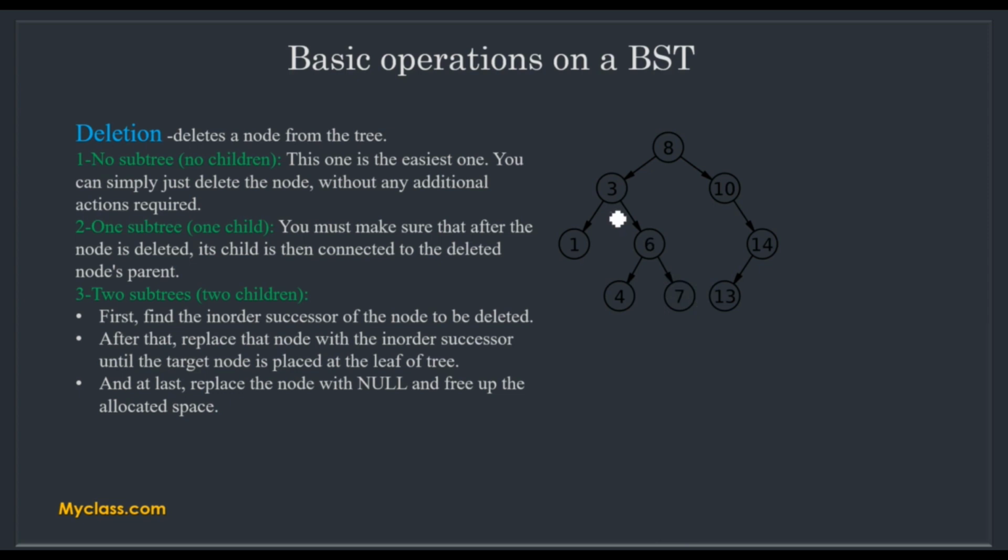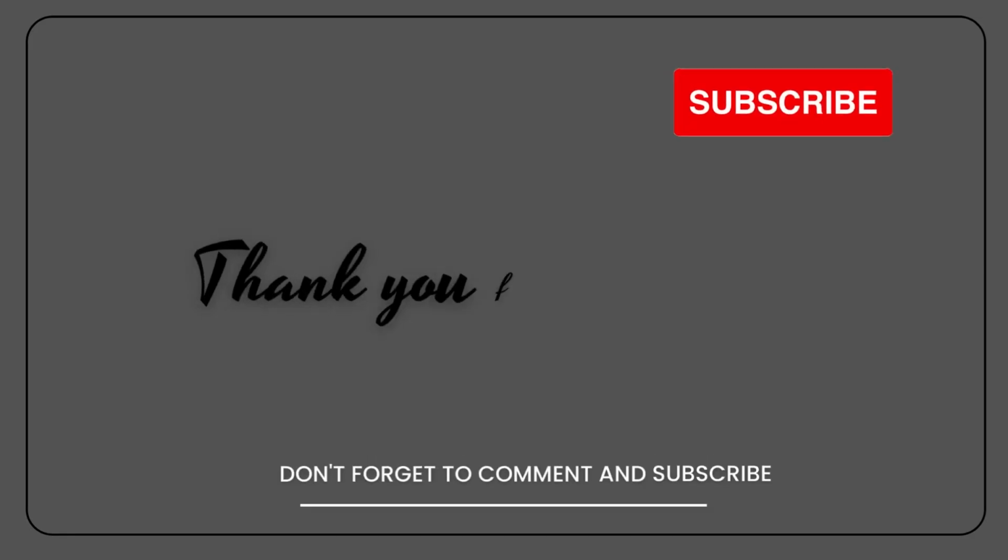If you want to delete 3, what is the in order successor of 3? The in order successor of 3 is 4, since the order is 1, 3, 4. So we swap 4 and 3 here. Now 3 is at the leaf node, then you can delete this 3. After the deletion of node 3, our binary search tree is like this. That is the deletion of a node with two children. That is all about the basic operations on a binary search tree. So thank you.